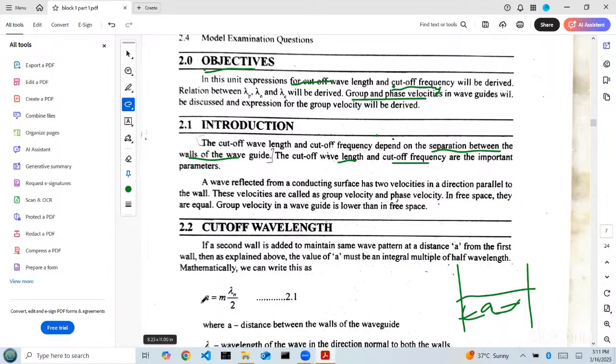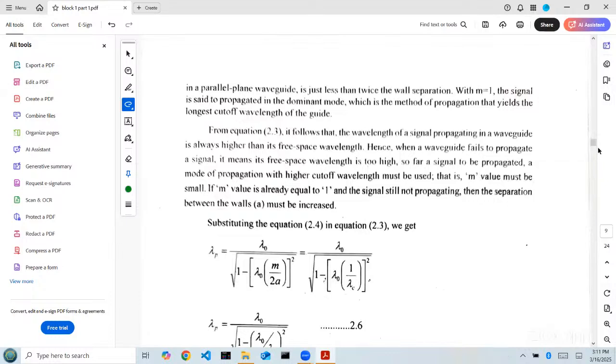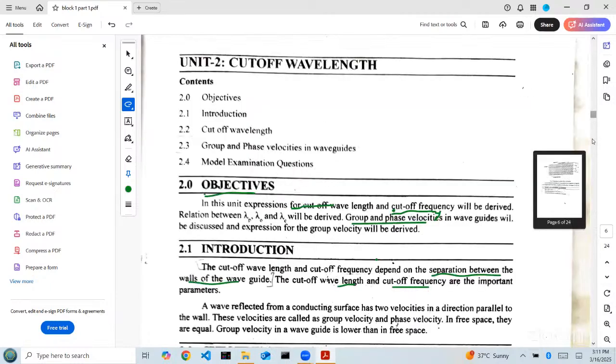I am writing a as an integer m times half of the wavelength. Here, what is the wavelength represented with? Wavelength is represented with lambda n. So here a equals an integer times the wavelength, which is how we write the value of a. After writing the value of a, I am calculating a few more parameters based on this.